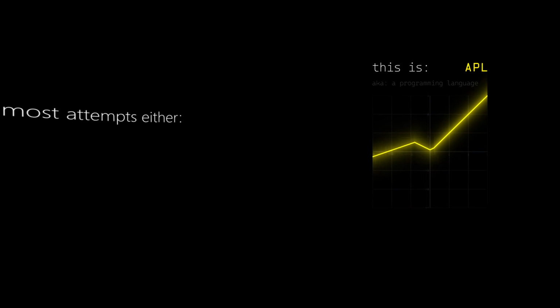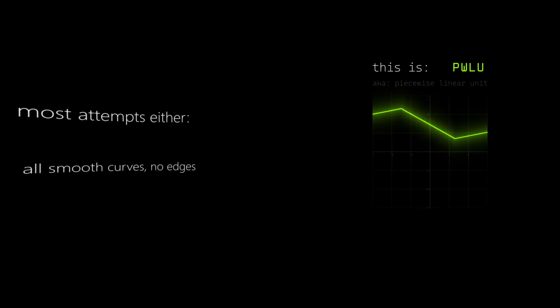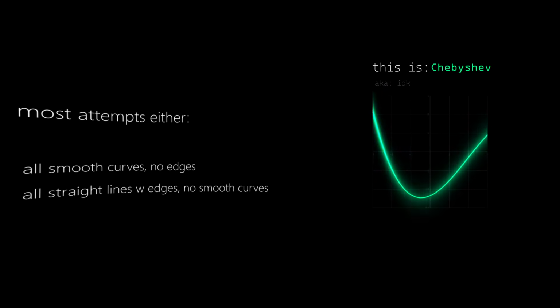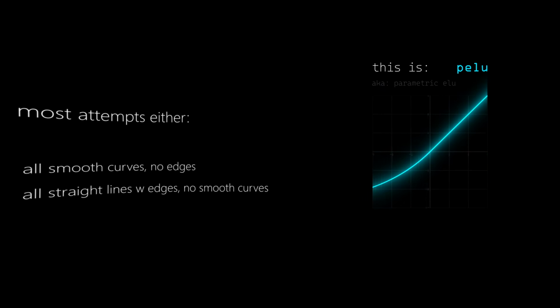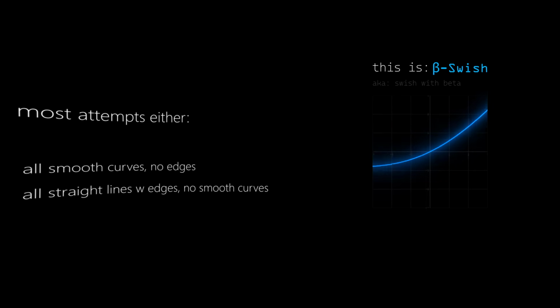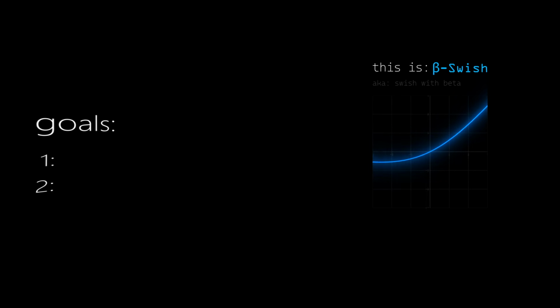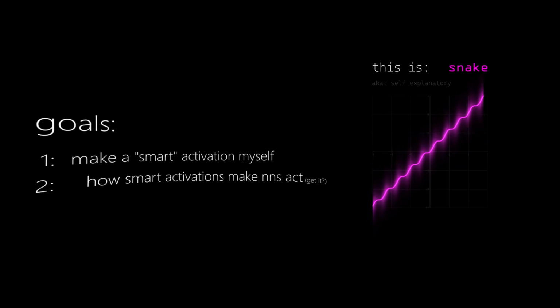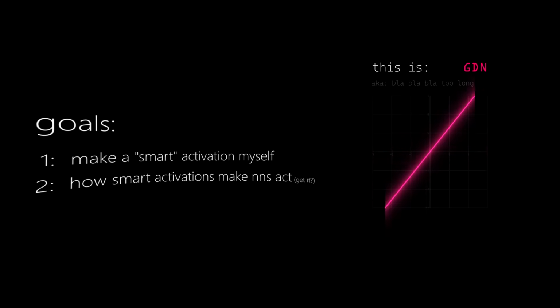Most attempts either use completely smooth curves without any discontinuities in the derivative, aka sharp bits, or they don't use smooth curves, but they do have slope discontinuities. So number one, I want to try my hand at designing one of these smart activations and hopefully improve on the previous ones. And number two, explore how exactly they change a neural net's behavior. Let's get straight to designing.